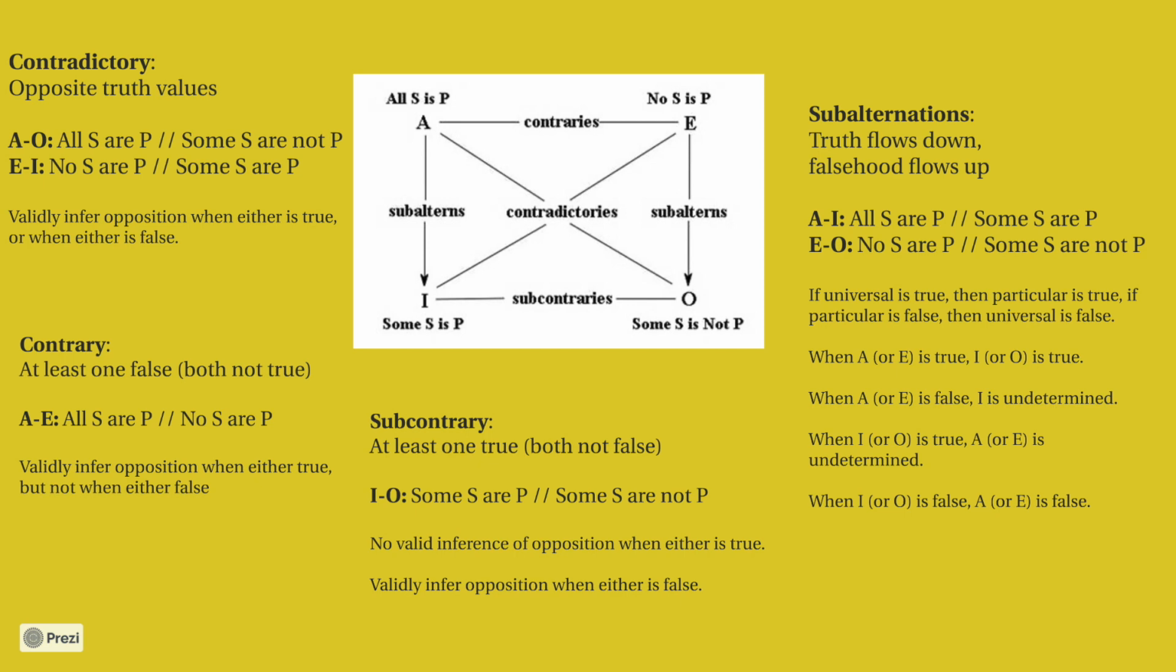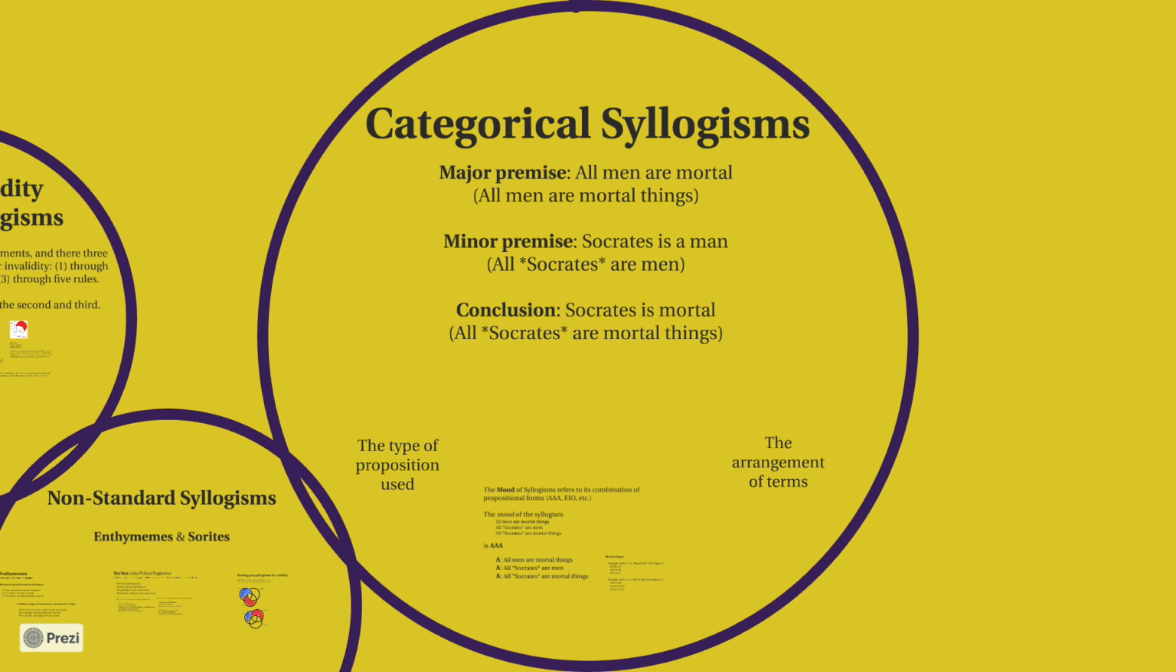Now, once you have a good understanding of how the propositions work, we can start to form our categorical syllogisms. Now, a categorical syllogism has three main parts: a major premise, a minor premise, and a conclusion. And the logical form of a syllogism is determined by its mood and its figure. In short, the mood is the type of proposition used, and the figure involves its arrangement of terms. But let's look more closely.